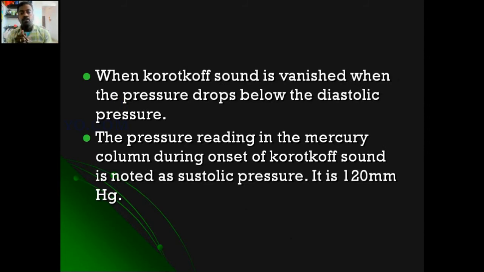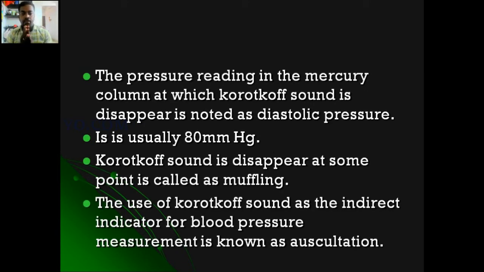The Korotkoff sound vanishes when the pressure drops below the diastolic pressure. The pressure reading in the mercury column at the onset of Korotkoff sound is noted as the systolic pressure, which is 120 mmHg for normal persons. The pressure reading at which the Korotkoff sound disappears is noted as the diastolic pressure. It is usually 80 mmHg for normal persons. The point where the Korotkoff sound disappears is called muffling.